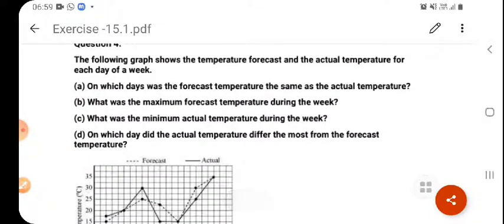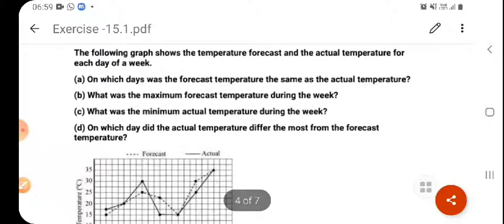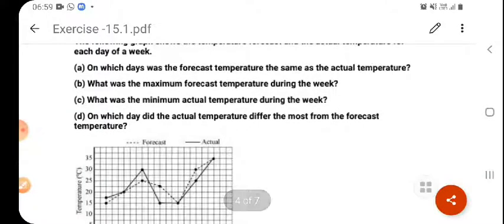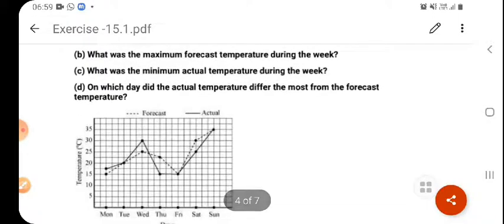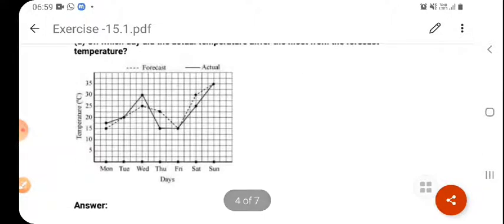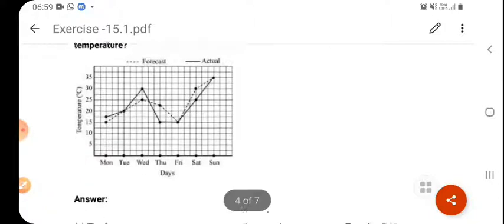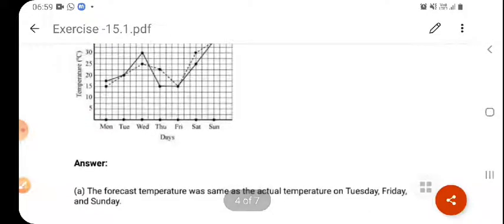Question 4. The following graph shows the temperature forecast and the actual temperature for each day of a week. Which days was the forecast temperature the same as the actual temperature? What was the maximum forecast temperature during the week? What was the minimum actual temperature during the week? On which day did the actual temperature differ the most from the forecast? So we'll find it by the forecast and actual graph.